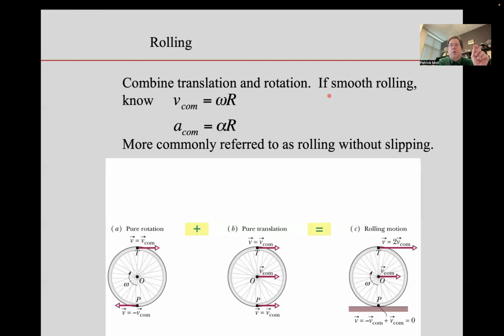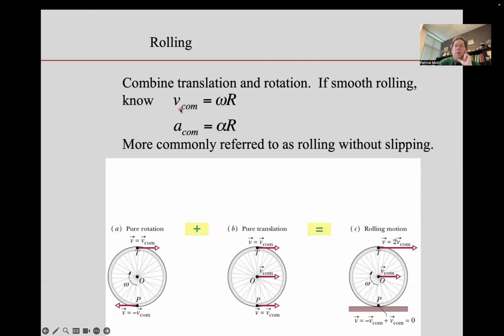If you have the smooth rolling condition, or like every other person under the sun refers to it, rolling without slipping. So that's the way you probably see it referred to outside of your textbook. The rolling without slipping condition means that the center of mass of the wheel is going to advance a circumference of the wheel every period.